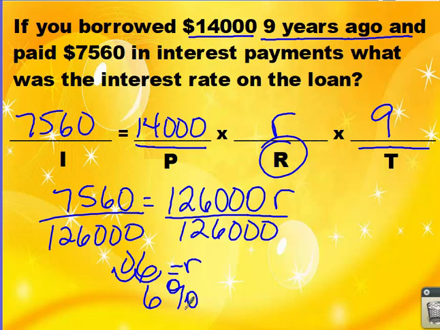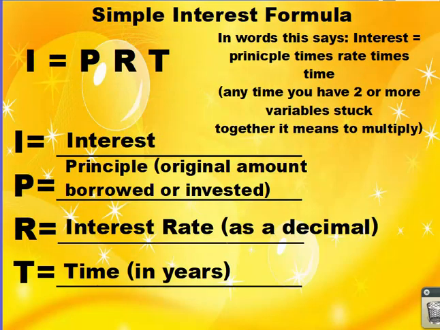So to solve these problems, we just have an easy little formula that we have to deal with. Interest is equal to principal times rate times time. You will know in the problem any three of those, and your job is to find the one that's missing, the fourth one.